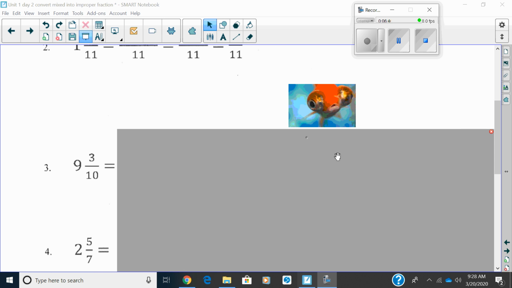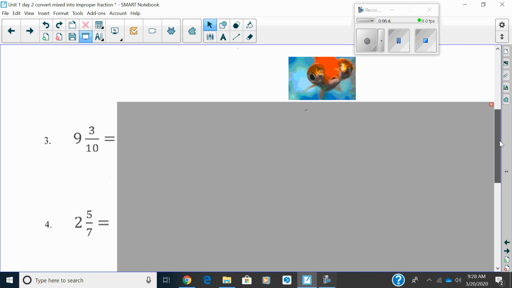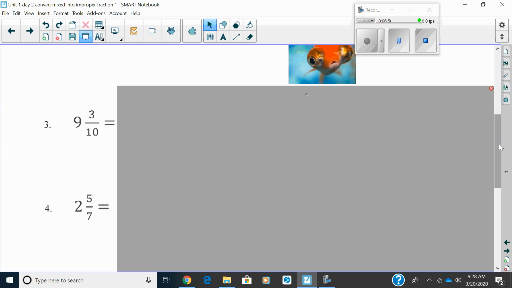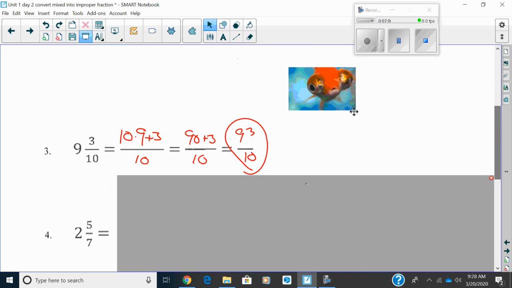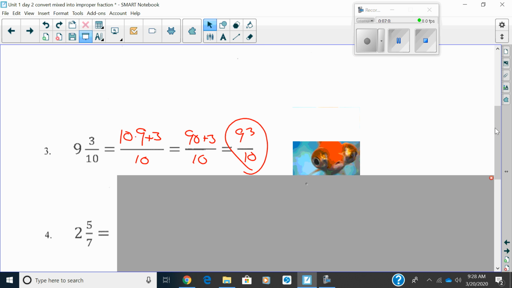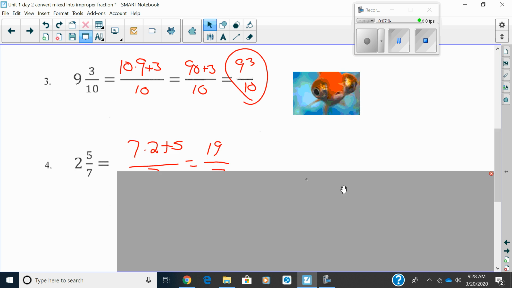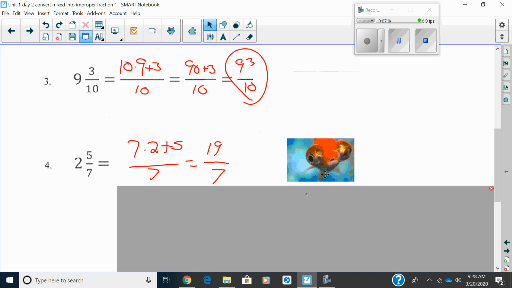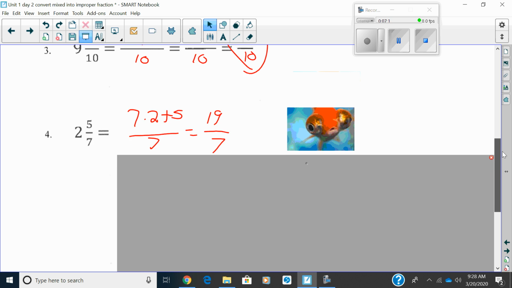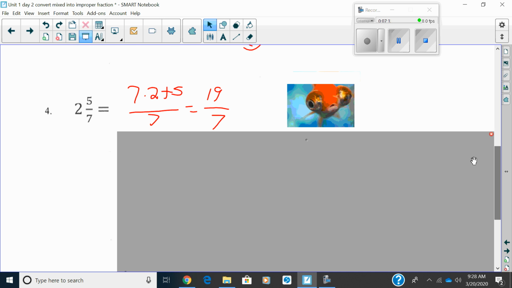You saw the answers for 3 and 4 with the work. You can hit pause and do them if you want to. And there's the answer for 3. And here's the answer for number 4. Remember, if you have any problems, you can always contact me through the Remind app.